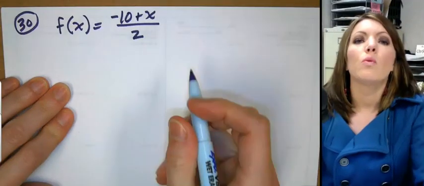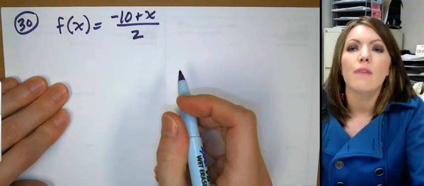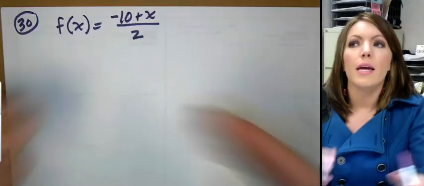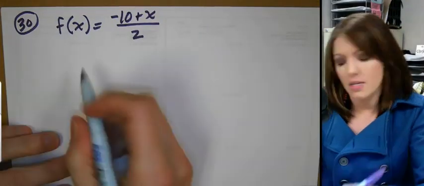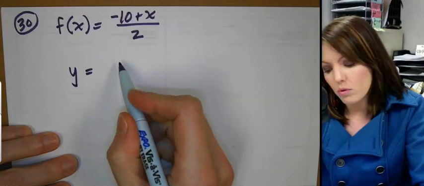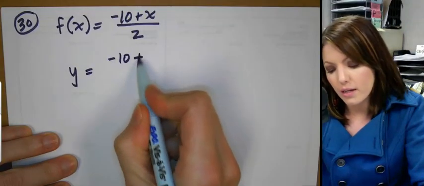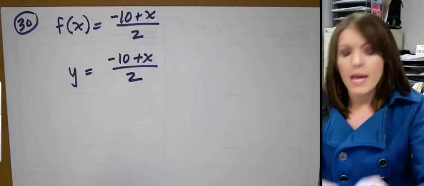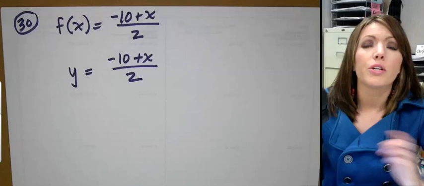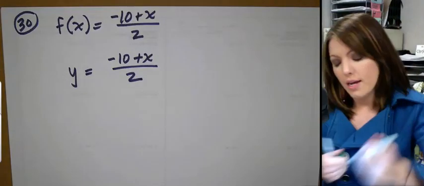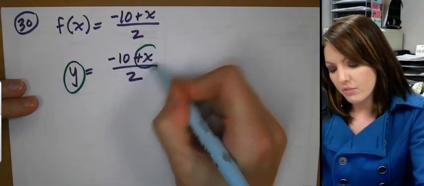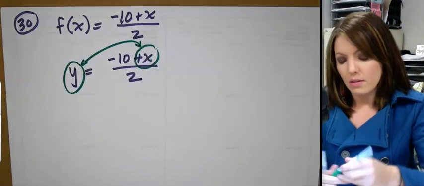Okay, so remember we can use f of x and y interchangeably. They mean the same thing, so that's what we're going to start this problem. We're going to replace the f of x with a y, x divided by 2. And remember, inverse means opposite, or you're flipping the x and the y, keeping everything else the same and flipping the x and the y.